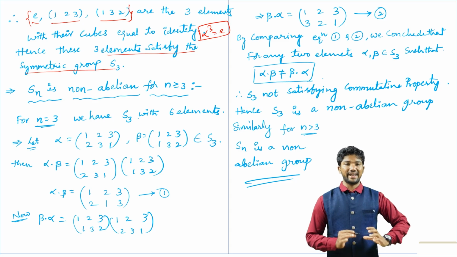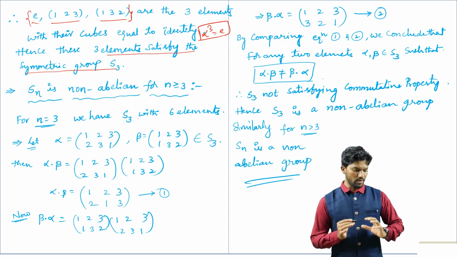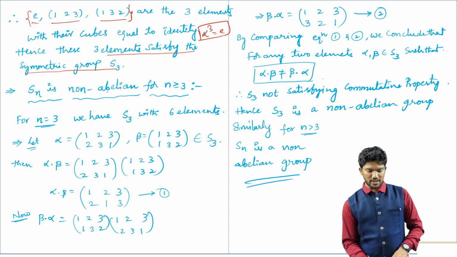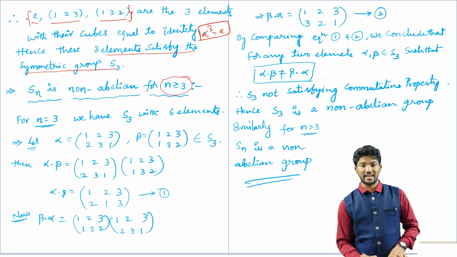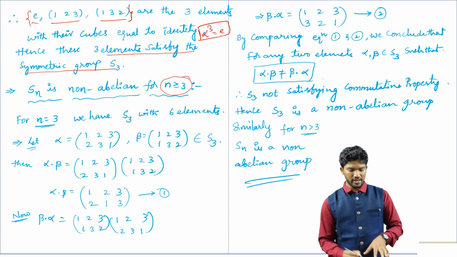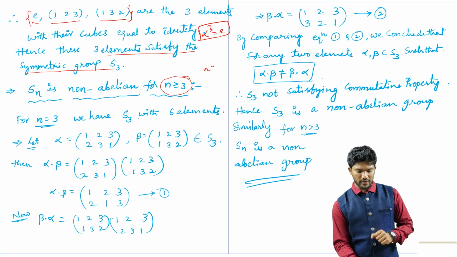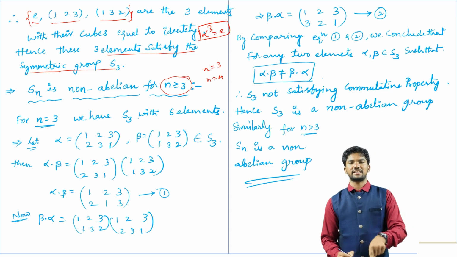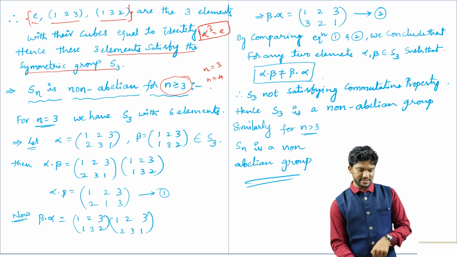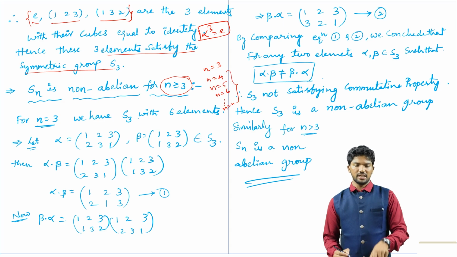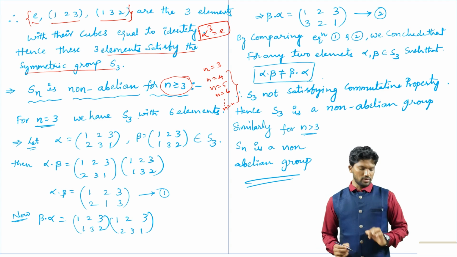Now we are going to the next half of the problem, that is, S suffix n is a non-abelian group for n greater than or equal to 3. Greater than or equal to 3 means first of all you have to take n equal to 3. Based on the result for n equal to 3, similarly you can say n equal to 4, n equal to 5, n equal to 6, and so on up to n. So first we have to prove for n equal to 3.